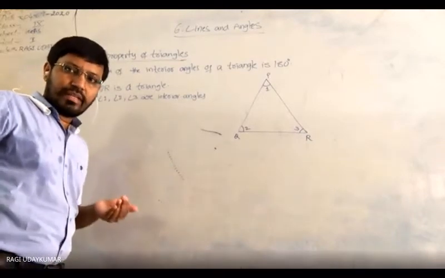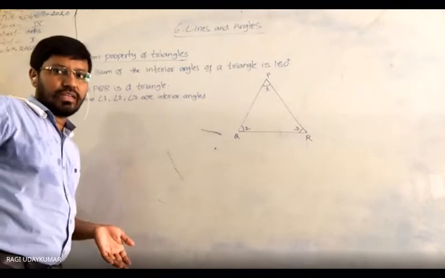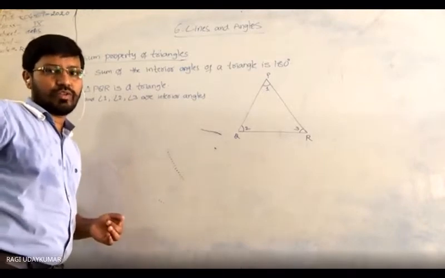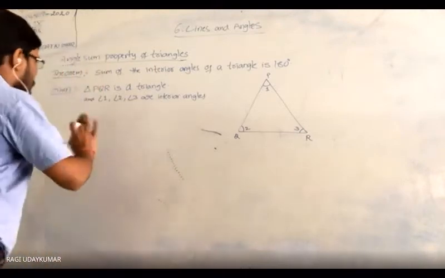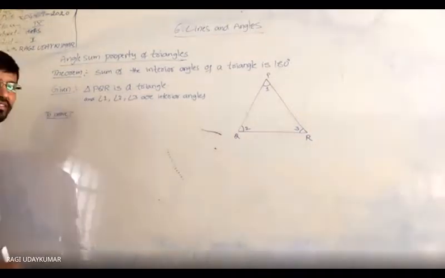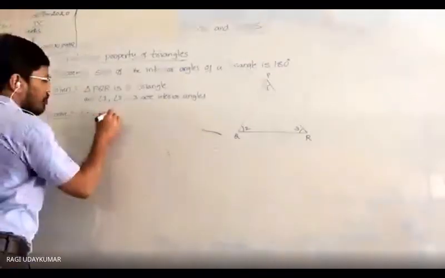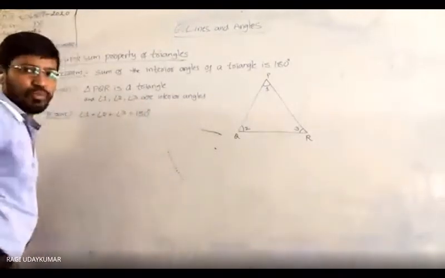What is meant by exterior angle and the exterior angle property, I will tell you in the next theorem. There is one more theorem also. It is very important and everyone has to learn it. So this is given to us. Now, what is required to prove here? Angle 1 plus angle 2 plus angle 3 is equal to 180 degrees. This we need to prove.